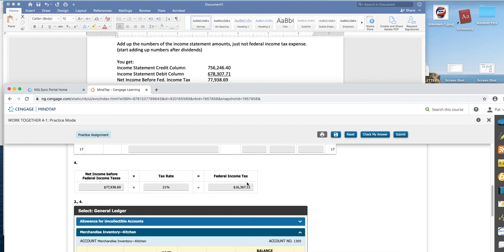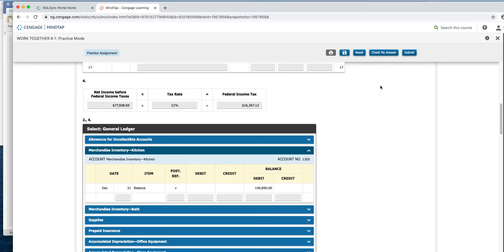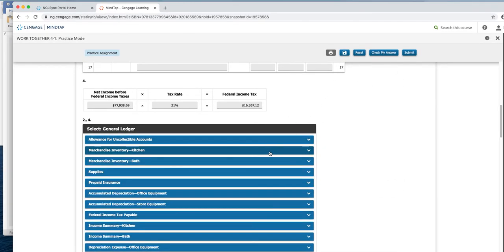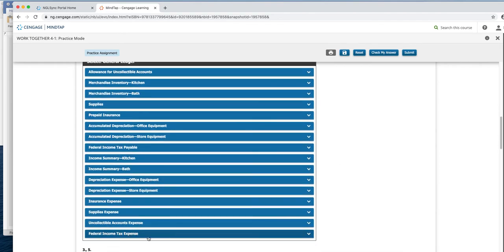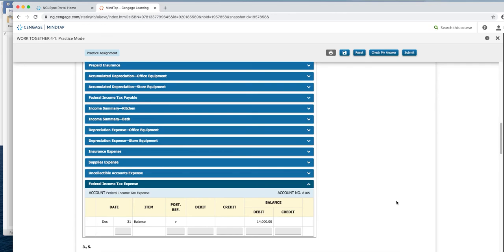But we have to go look first, right? Because what we did is we've been paying tax quarterly as an estimate. We kind of know how much money we're going to make. We kind of know all the ins and outs. So what we paid is $14,000.